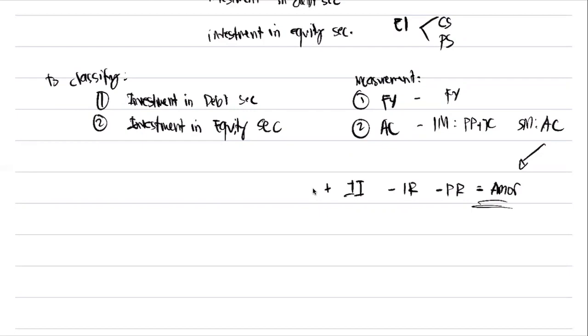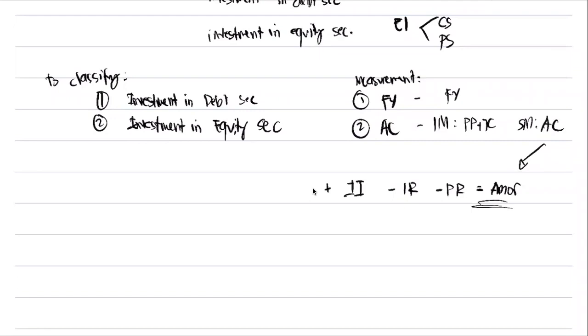So to classify your investment according to its measurement, we can classify it as an investment at fair value or an investment at amortized cost. If that is an investment at fair value, you initially and subsequently measure it at fair value. And if that is an investment at amortized cost, you initially measure it at purchase price plus transaction cost and subsequently measure it at your amortized cost.